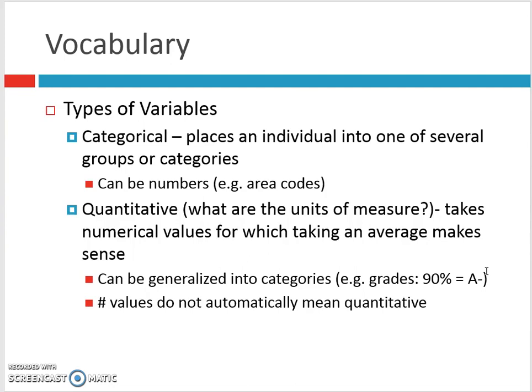Now, your quantitative variables will always have units of measure. That's another way you can tell. Quantitative variables take numerical values for which taking an average, or the mean, right? We'll talk about mean later on, but taking an average makes sense.